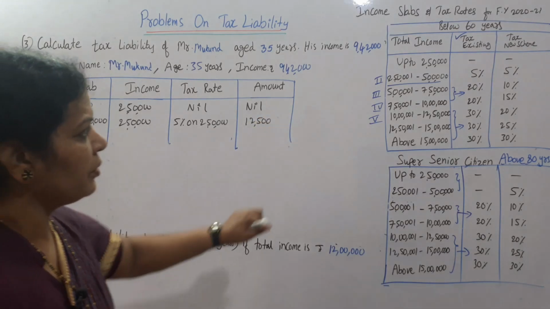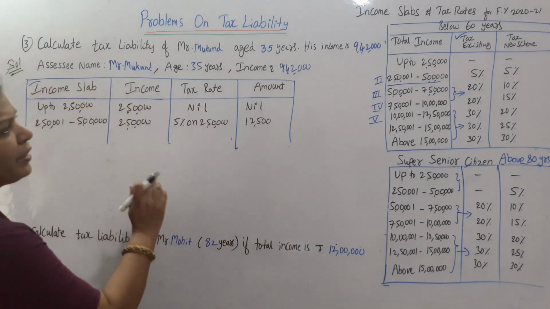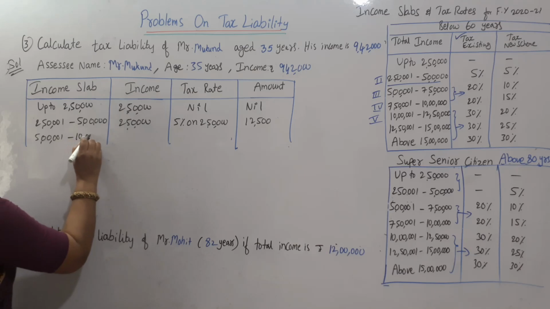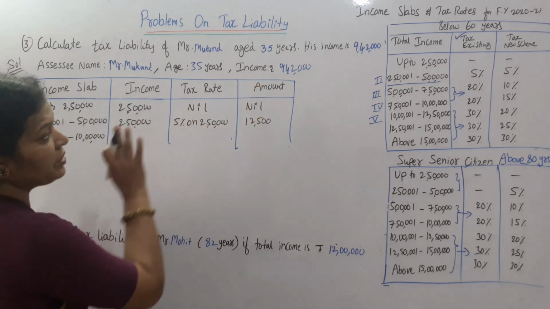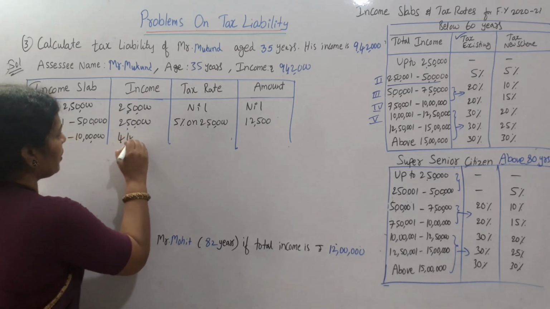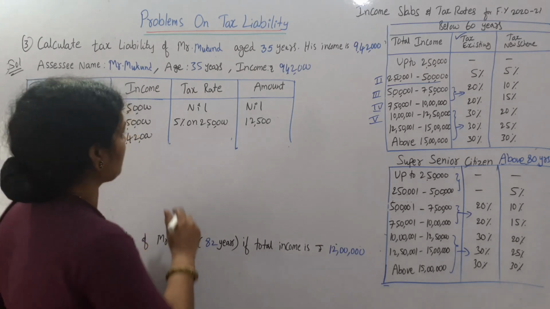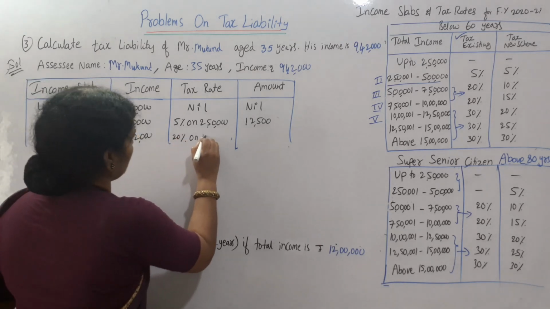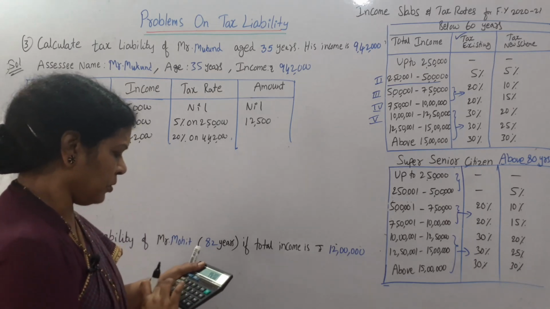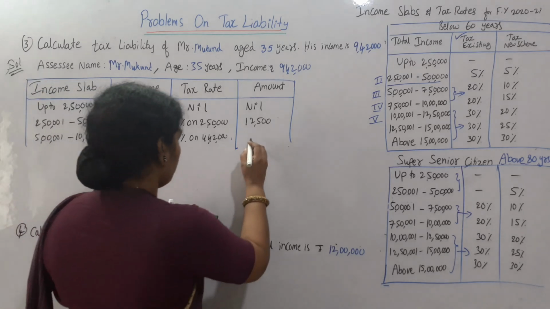Next slab is here, 5 lakh to 10 lakh, 20% only. His income is below 10 lakh only, so we can take one slab directly, 5 lakh one rupee to 10 lakh. 5 lakh already covered, now the leftover is 4,42,000 in between this slab. So how much are we going to charge? 20% on 4,42,000. 4,42,000 into 20% is 88,400.